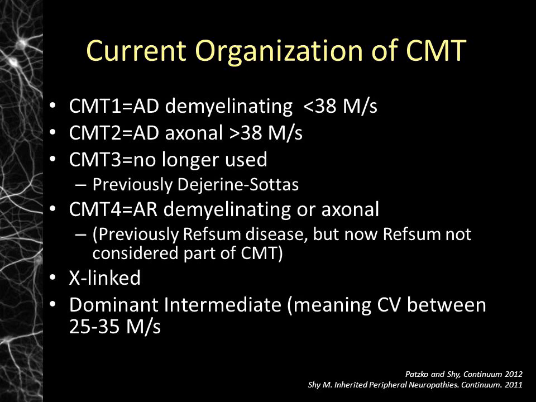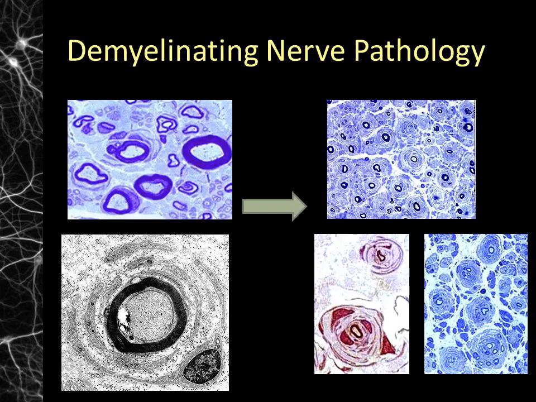Previously Refsum disease, but now Refsum is not considered part of CMT. X-linked. Dominant intermediate, meaning CV between 25 to 35 ms. Pfeiffer and Shy, Continuum 2012. Shy M. Inherited peripheral neuropathies. Continuum 2011. Demyelinating nerve pathology.